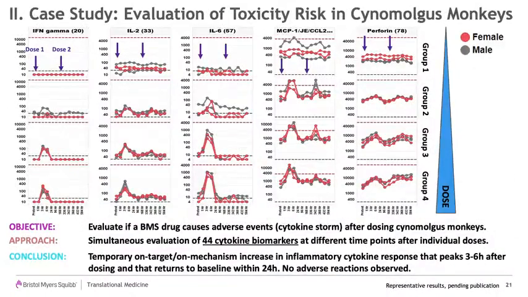Now, I want to give you a flavor for how we use cytokine profiling to evaluate the toxicity risks of our later stage molecules before filing an IND. In this particular example, a BMS molecule was given in increasing doses. Group 1 is the control group. Groups 2 through 4 received the drug twice, a week apart.